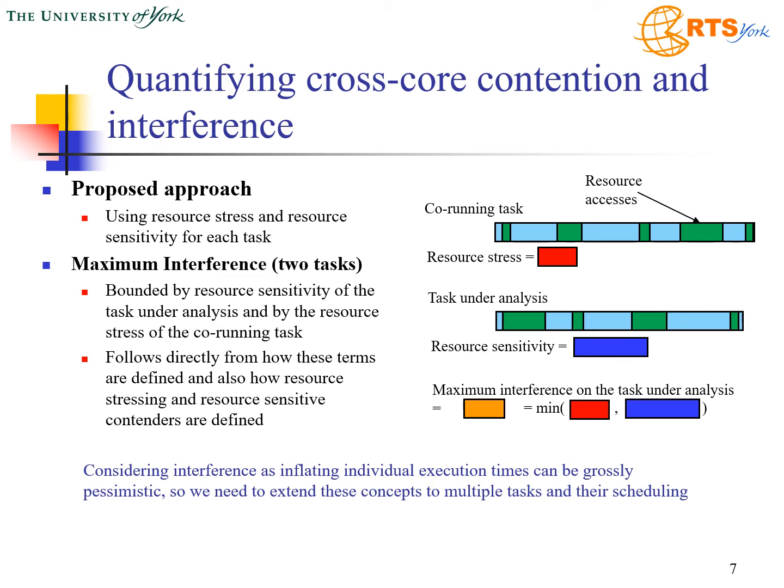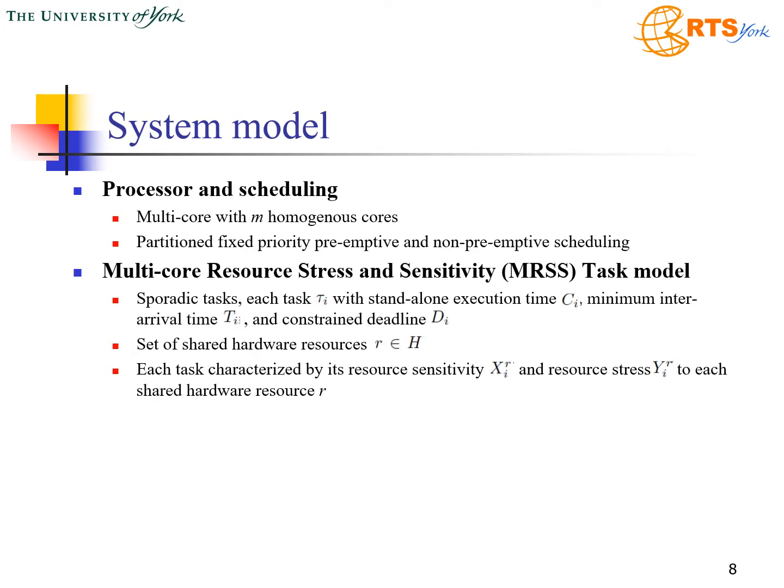However, considering interference as inflating individual execution times can be grossly pessimistic, so we need to extend these concepts to multiple tasks and their scheduling. Before we do so, let me formally introduce the system model. So we're interested in multi-core systems with M homogeneous cores, running partitioned fixed priority preemptive or fixed priority non-preemptive scheduling.